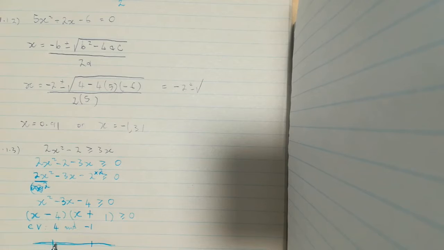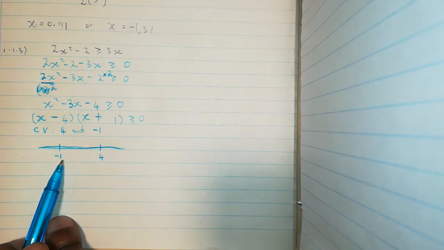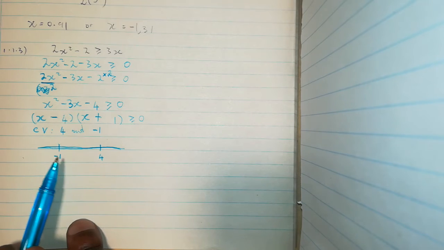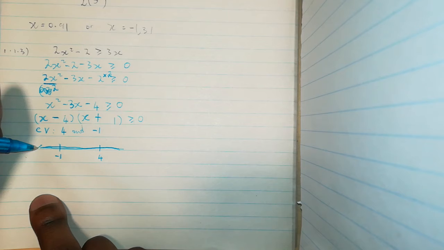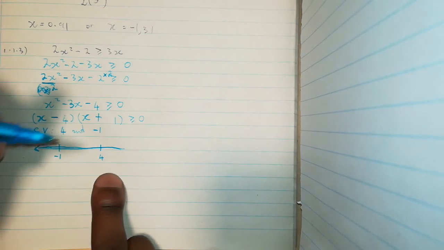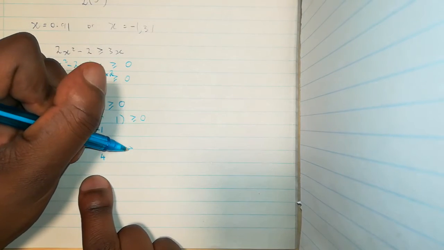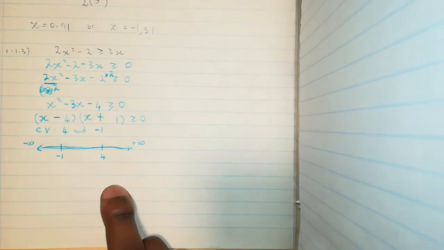Numbers from here, excuse me, I'm sure you can't see what's happening here, but this is the number line, and you plot your critical values onto the number line. So from here to that direction, we know we're going to negative infinity. And from 4 to that direction, we know that we're going to positive infinity.